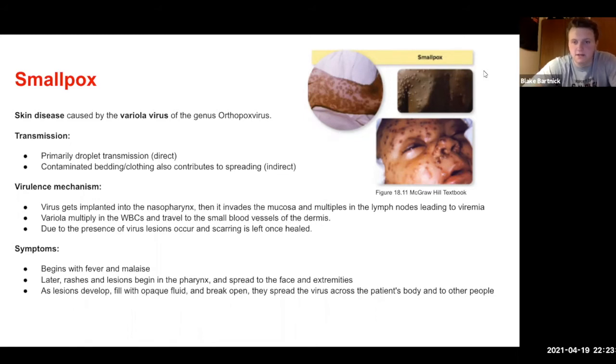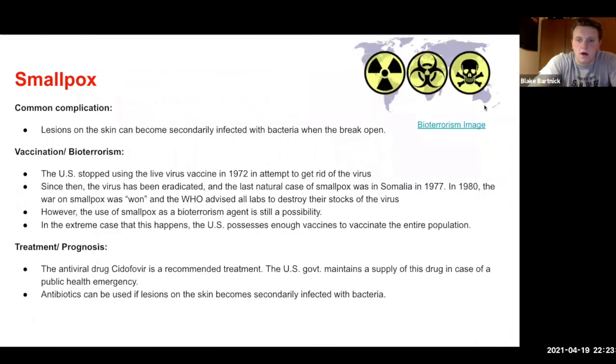And as the lesions develop, they fill with an opaque liquid and they break open, and this contributes to spreading the virus as well across the patient's body and to other people. A common complication with this is that the lesions on the skin can be secondarily infected with bacteria after they break open.